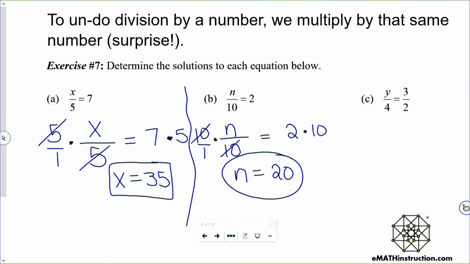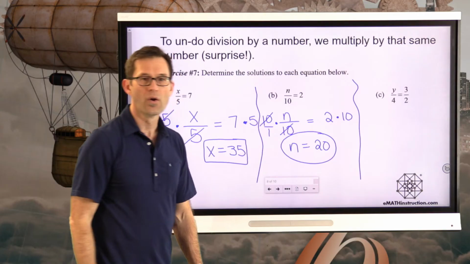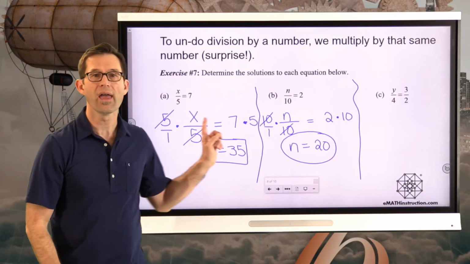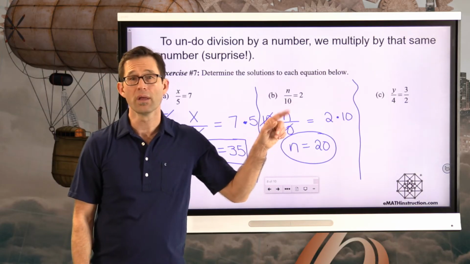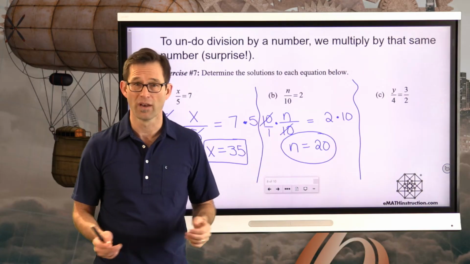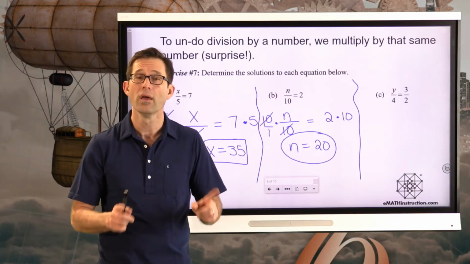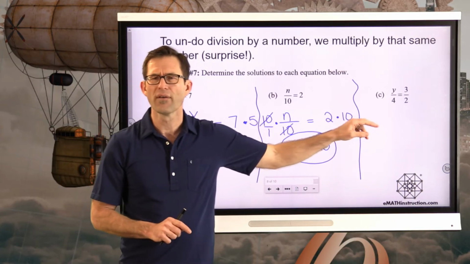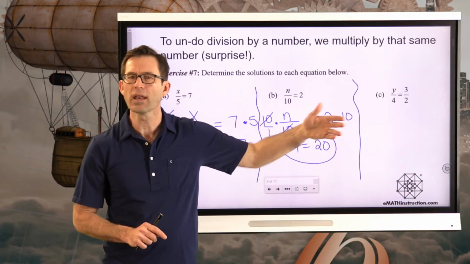Now again, as always, it's easy enough to look at A and B and just say, hey, in letter B, what number divided by 10 gives me 2? Well, that would be 20. 20 divided by 10 is 2. It's pretty obvious, right? But it's not nearly as obvious when you get into a situation like this, and yet it works the same way.